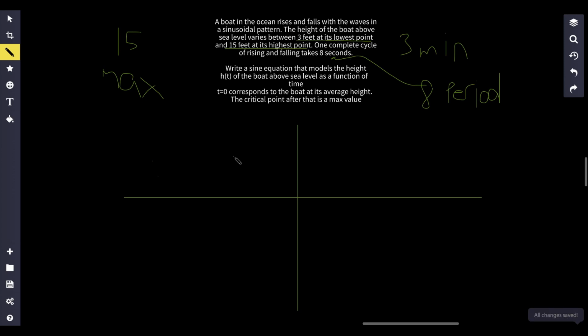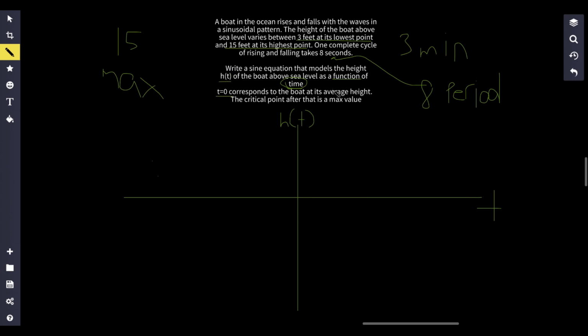Write a sine equation that models the height, h of t, of the boat above sea level as a function of time. Let's translate what that means. As a function of time just means that as time increases, with time on the x-axis, the height of the boat is going to change. Whenever it's talking about a function of blank, on our x-axis is going to be that blank, and our y-axis is going to be the thing that's affected, which in this case is the height of the boat.